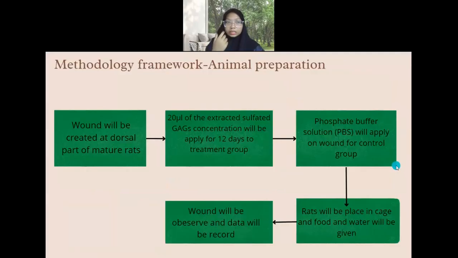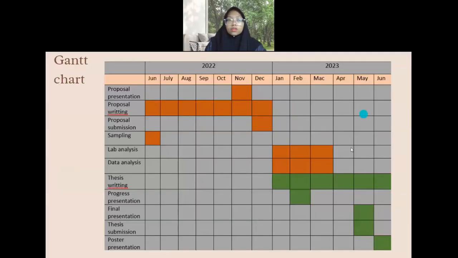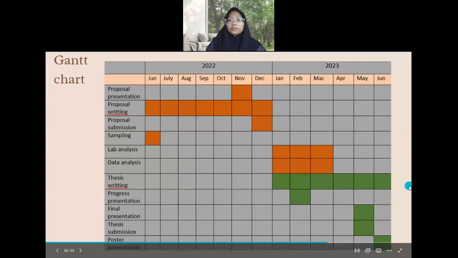For the animal preparation, at first a wound will be created at the dorsal part of the matured rats, and then 20 microliters of the extracted sulfated GAG will be applied for 12 days to the treatment group, while for the control group, phosphate buffer solution will be applied. Then the rats will be placed in a cage, and food and water will be given, and lastly the wound will be observed and the data will be recorded. So this is my project schedule for this experiment.